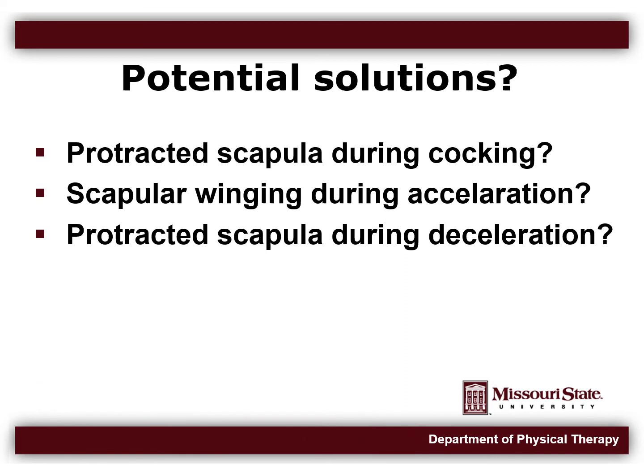And then finally, if you see protracted scapula during deceleration, that's where you really need to work on the performance of the scapular retractors and the endurance of the scapular retractors, because a lot of times you'll see good retraction early in the game, but as the muscles fatigue, then you begin to see the scapula swing around with the rest of the arm. So this is a type of training that is certainly going to take repetition.